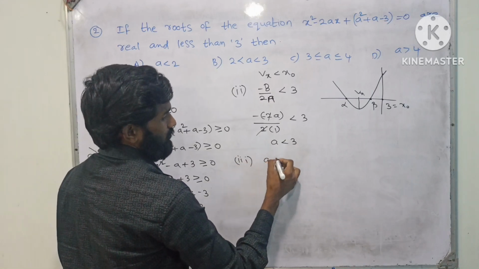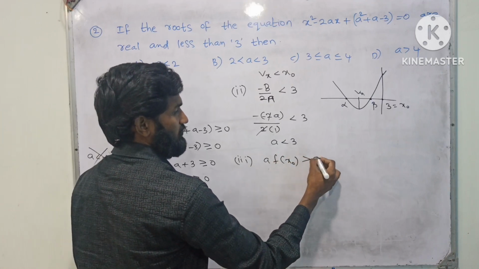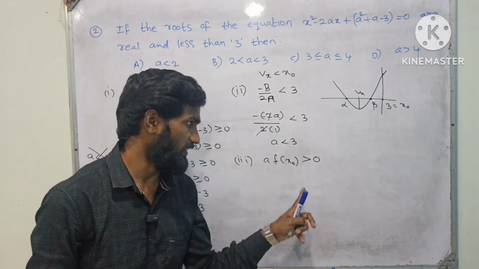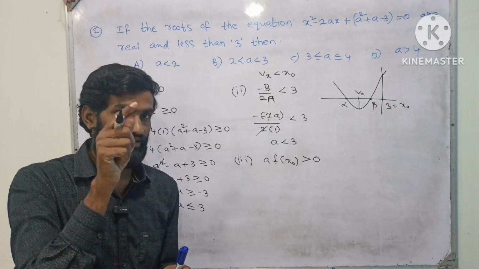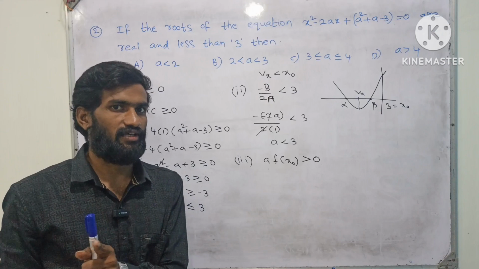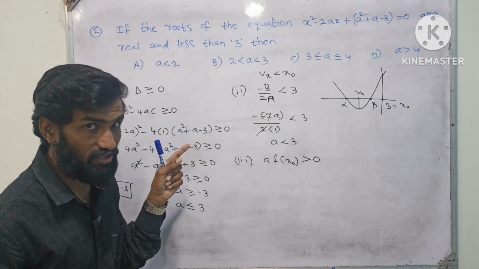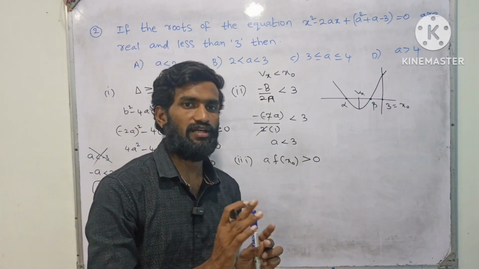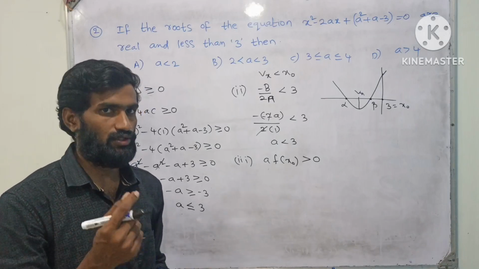In the third case, we already know a into f of x naught is greater than 0. Don't take greater than or equal to 0. Why are we not considering greater than or equal to 0? In the previous question we discussed greater than or equal to, because at least 4 was mentioned there. At least 4 means 4 may be a root, but here it is mentioned definitely less than 3 only, not 3. Therefore, we will not get equal to 0 here.